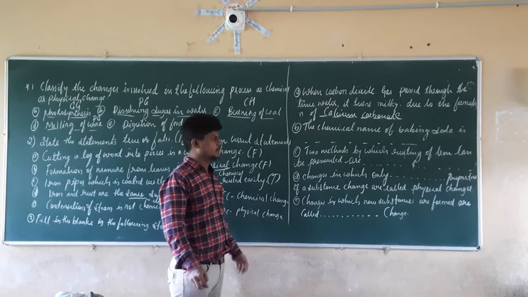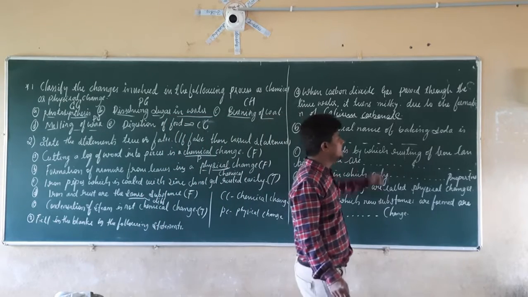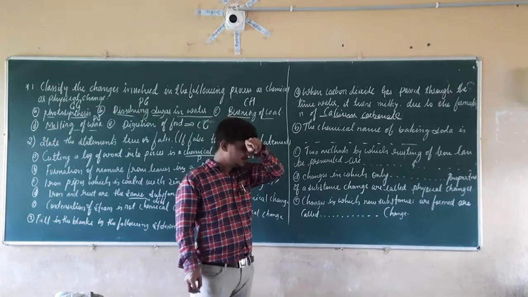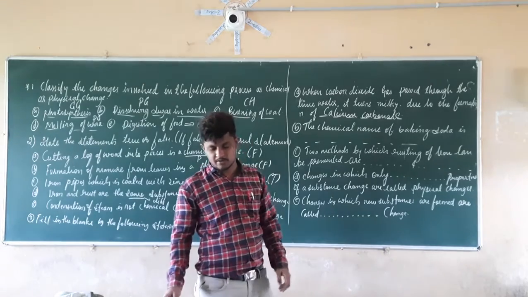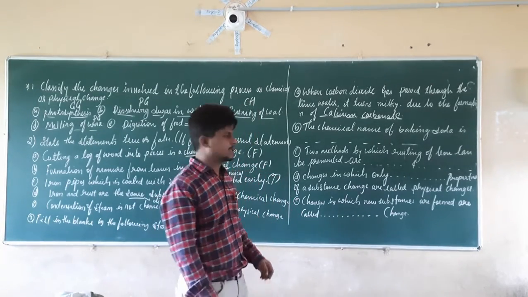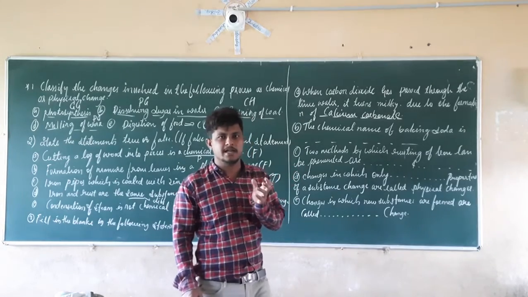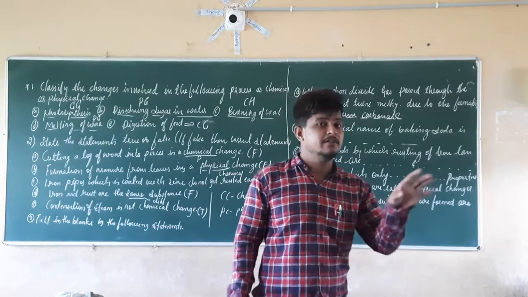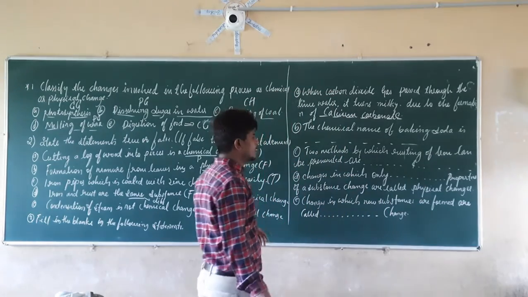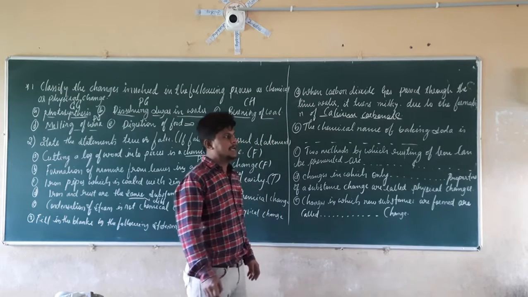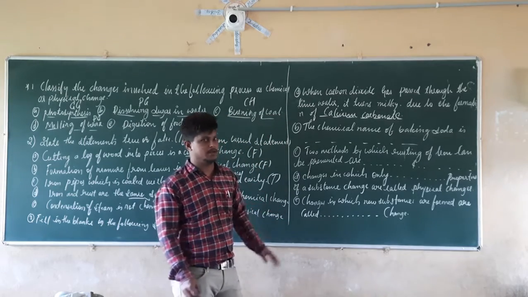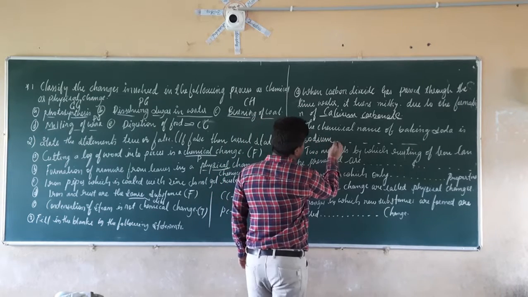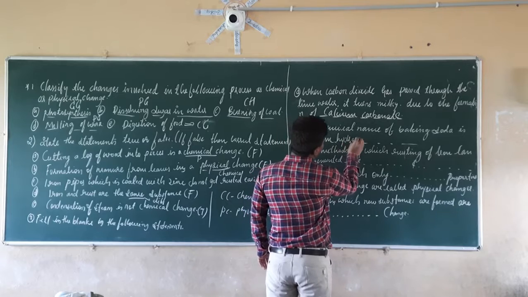Now next, question number B. What is the chemical name of baking soda? If you remember, while discussing chemical change, we did an activity where we added vinegar into baking soda. There we learned the scientific name of baking soda. It is sodium hydrogen carbonate. So the chemical name of baking soda is sodium hydrogen carbonate.